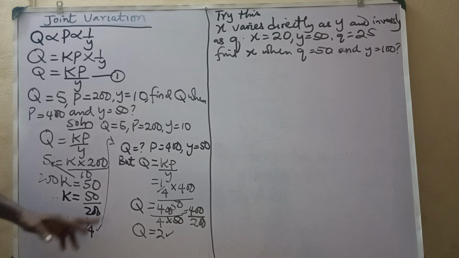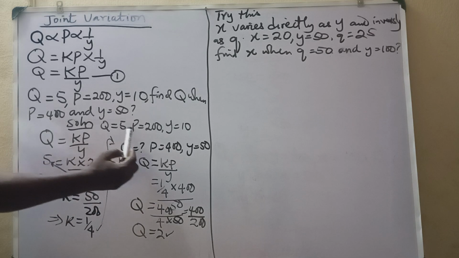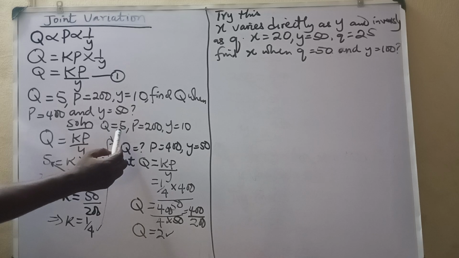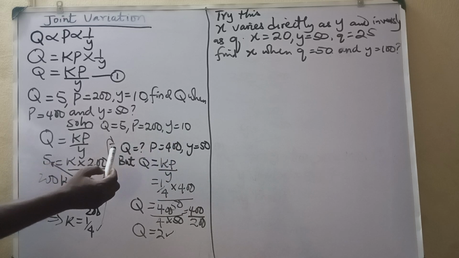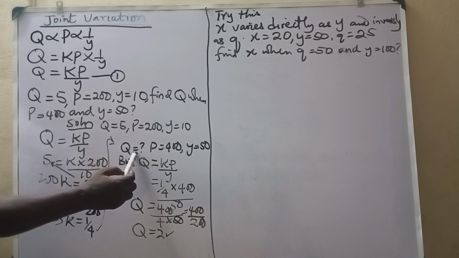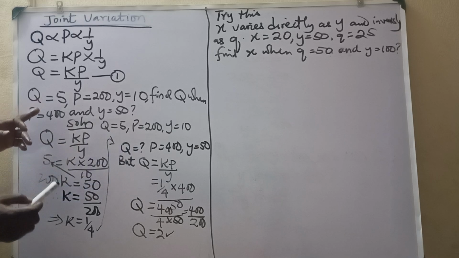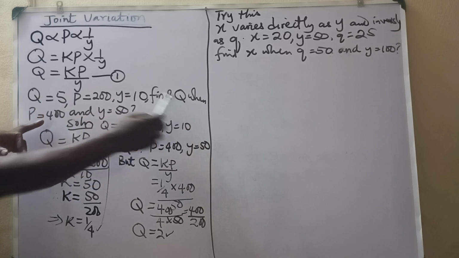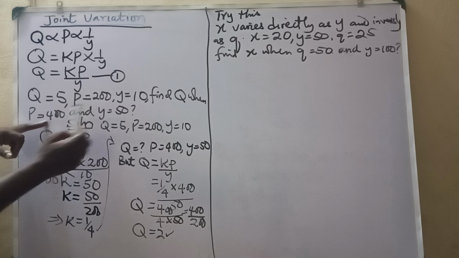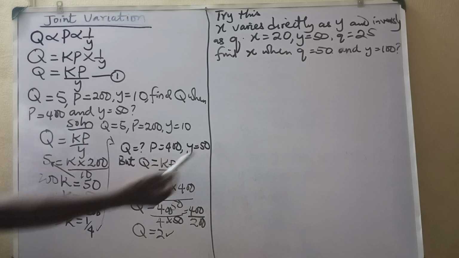Quite simple. Then when you come up here, the second case now says Q is equal to unknown. From here, find Q. P is given, Y is given. What is our P? 400, Y is 50.